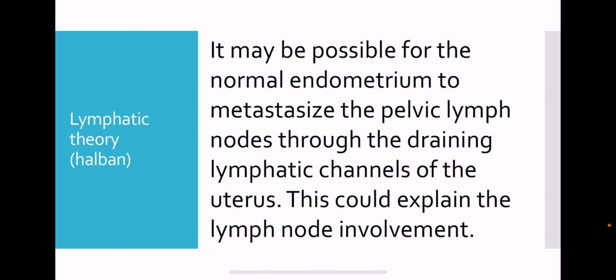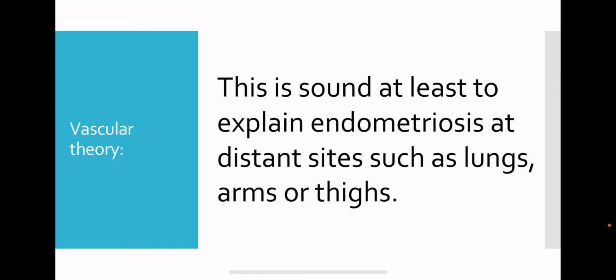Then we read about the lymphatic theory. What happens? There is metastasis happening. The malignant endometrial tissue invades the lymphatic channel and then reaches the lymph nodes. In the vascular theory, we read about the distant sites. The endometrium, via the blood, reaches the distant sites.